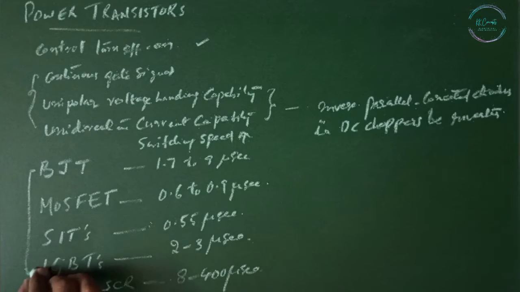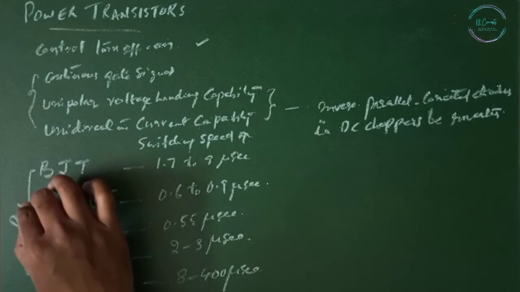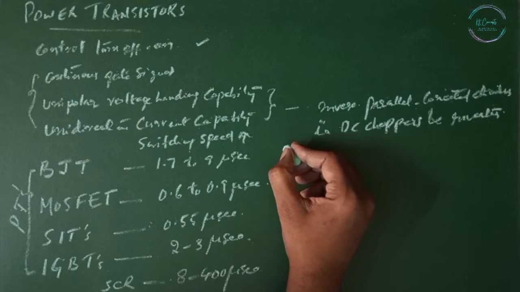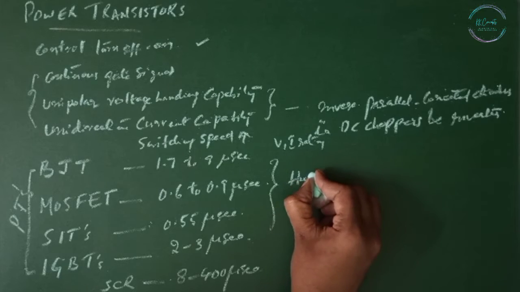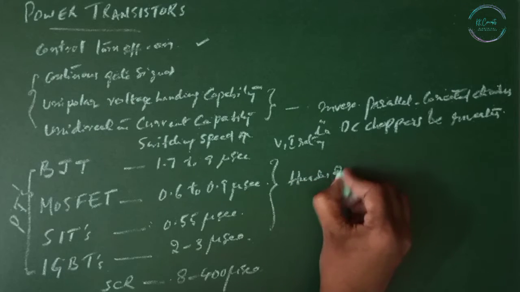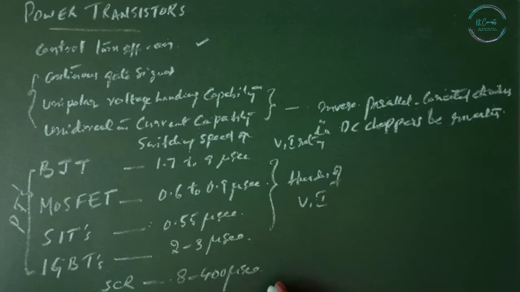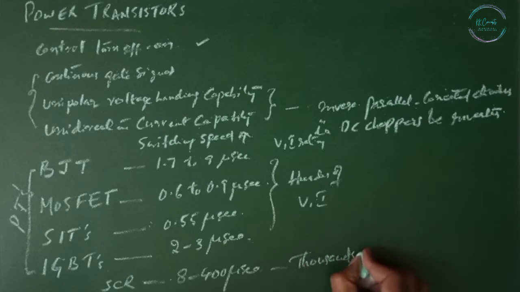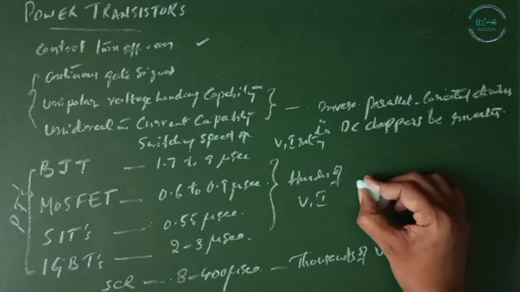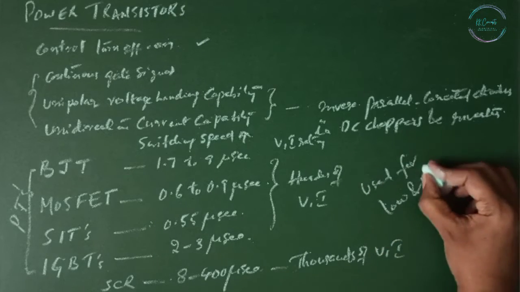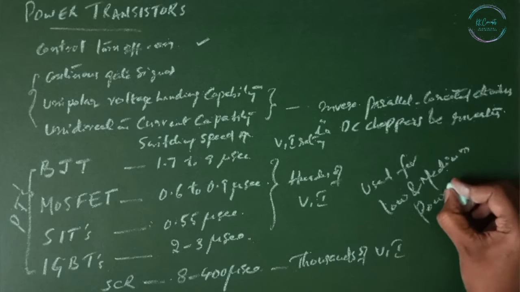The power transistors have poor voltage and current ratings, in hundreds of volts and amperes, whereas a thyristor can operate in thousands of volts and amperes. The power transistors like BJTs, MOSFETs, SITs, and IGBTs are used for low and medium power applications.